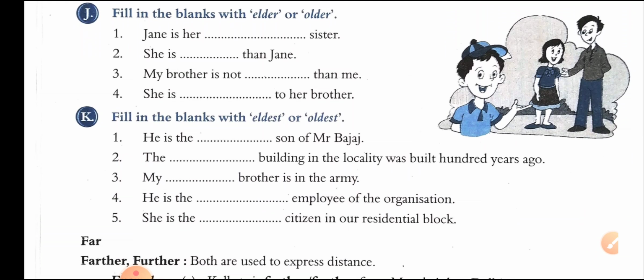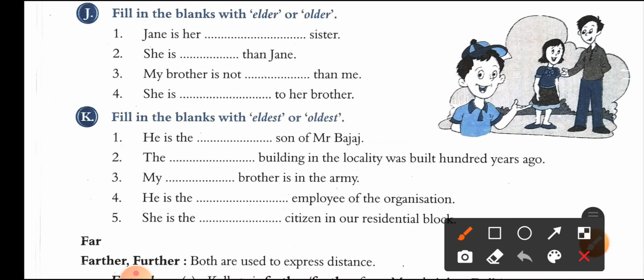Fill in the blanks with elder and older. Jane is her dash sister. Now sister है, so sister blood relation में है, family member है, तो family member के लिए हम लोग क्या use करते हैं? Elder, E-L-D-E-R. So the first answer is E-L-D-E-R, elder.